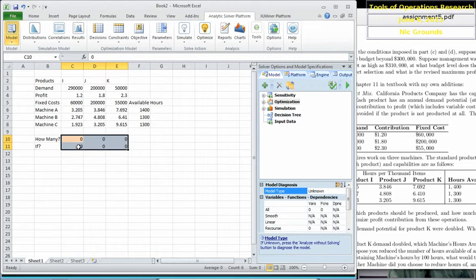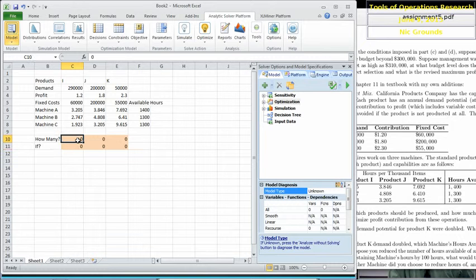So for example, we're going to constrain whether we make product I, J, or K to be a binary variable. It's either 1 when we want to make that product, or 0 when we don't want to make any of that product. And then the how many is how many units. That can be 0 if we're not going to make the product at all.